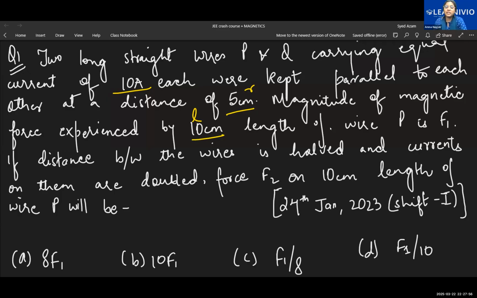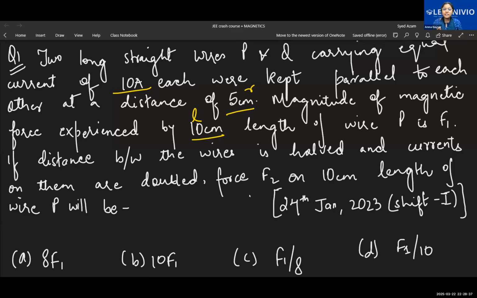But now it is saying if the distance between the wires is halved, meaning they are brought closer, and the currents on them are doubled, then the force F2 on 10 centimeter length of wire P will be. Now see class, in this question lots of data is given: 5 centimeter, 10 centimeter, 10 ampere and everything. Ultimately, it's saying that the radius is halved and the currents are doubled. So why put in all the values, get the value of F1, and then put this F1 in with the changed data?